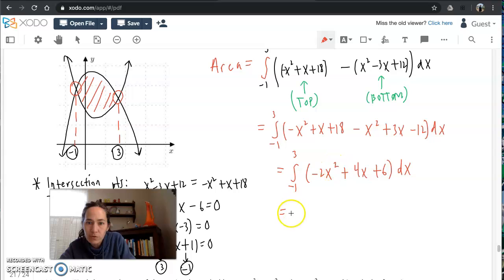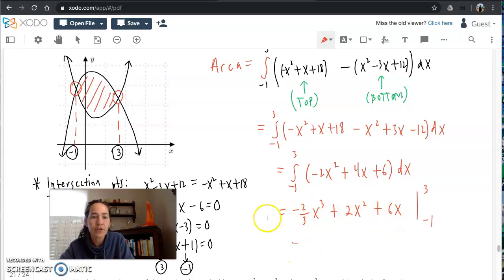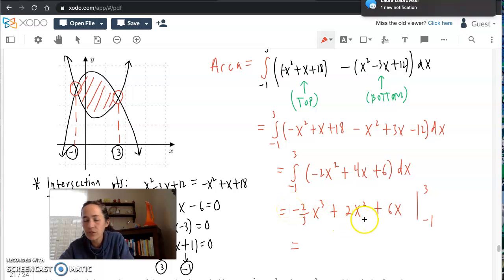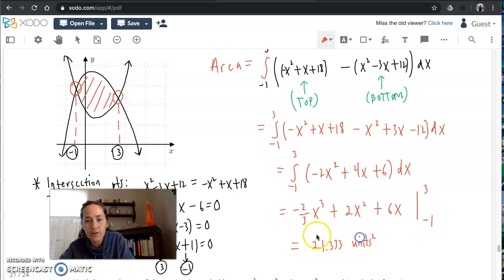Integrate now. So -2 divided by 3, x to the third, as we take an integral, plus 4 over 2 x squared, so 2x squared should be your next term, plus 6x, the integral of 6, all evaluated from -1 to 3. You're plugging a 3 in first, then you're carefully subtracting what you get when you plug in a -1. Feel free to pause the video and try the calculation on your own. Tune back in and check your answer with this. Here's a decimal, about 21 1/3, 21.333 units squared is going to be the area.